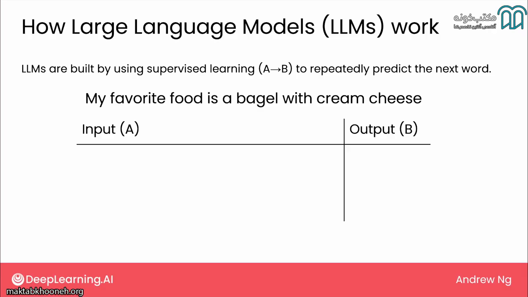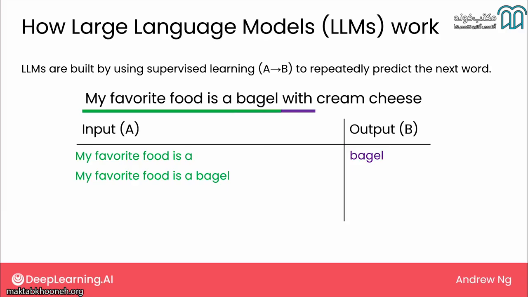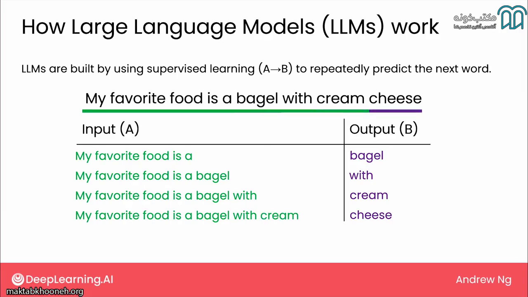Specifically, given this sentence, we now have one data point that says, given the phrase, "My favorite food is a," what do you think is the next word? In this case, the right answer is "bagel." And also, given "My favorite food is a bagel," what do you think is the next word? It's "with," and so on. So this one sentence is turned into multiple inputs A and outputs B for it to try to learn from, where the LLM is learning, given a few words, to predict what is the next word that comes out there.